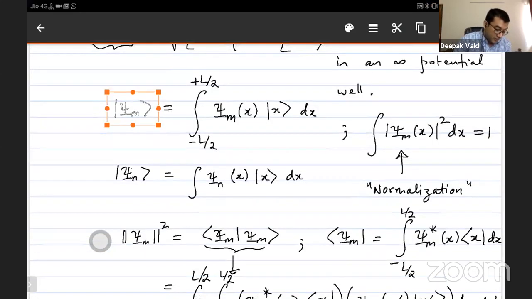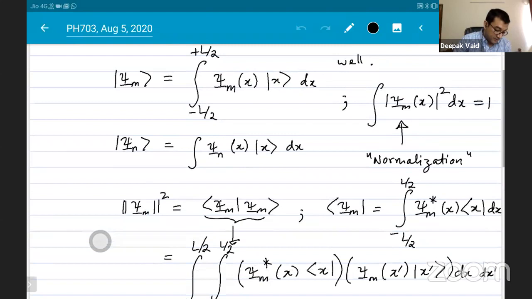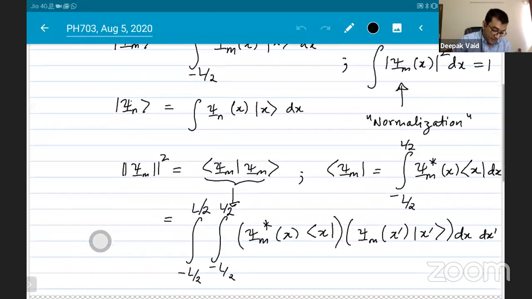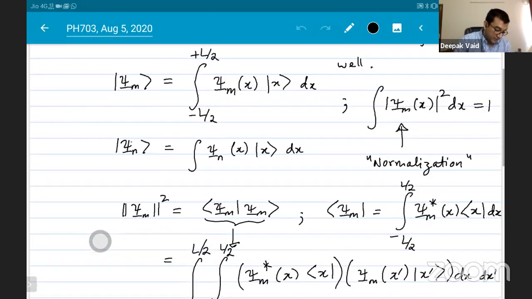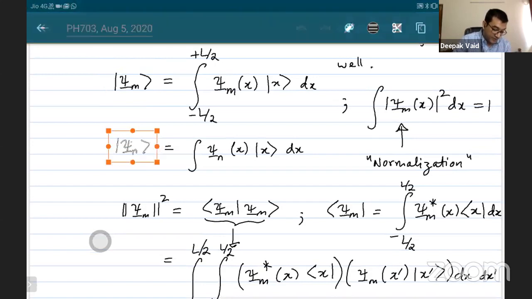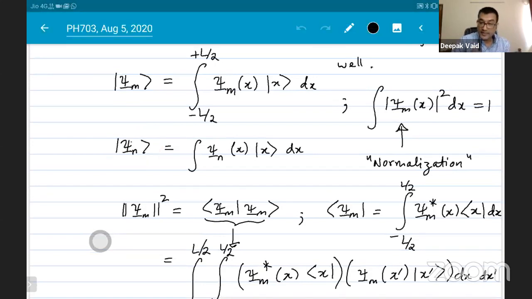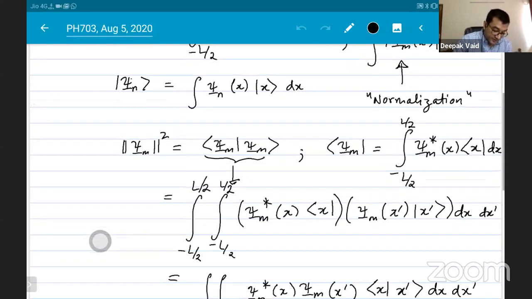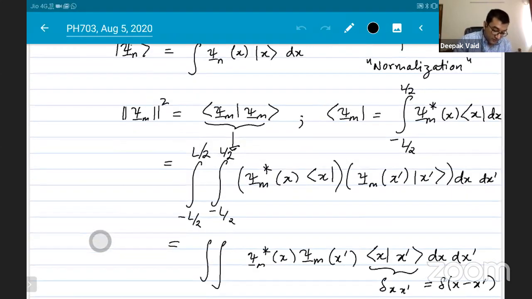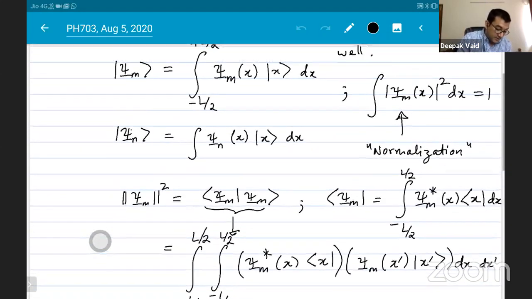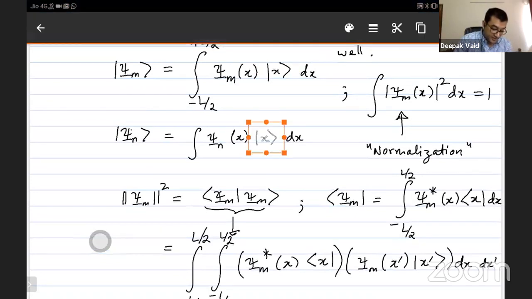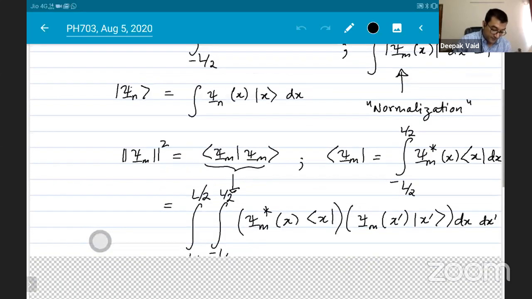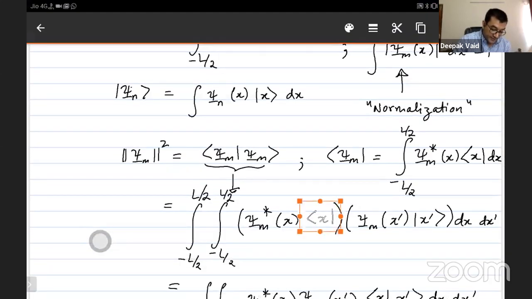So in this case, I took the inner product of this state with itself. I can also take the inner product of two different states. I can take psi of m and take the inner product with psi of n. Now, where does that delta function come from? The delta function comes from, if you remember, this state is written in terms of this ket x. This state is written in terms of ket of x prime. So this is bra of x, and this is ket of x prime.